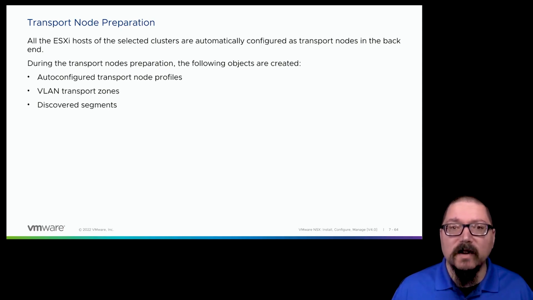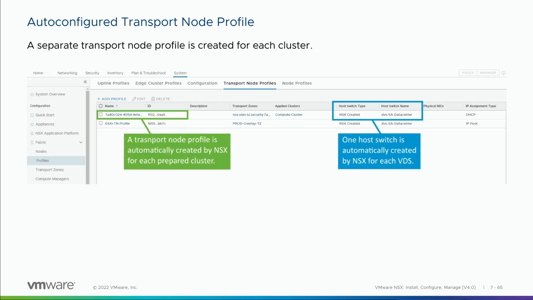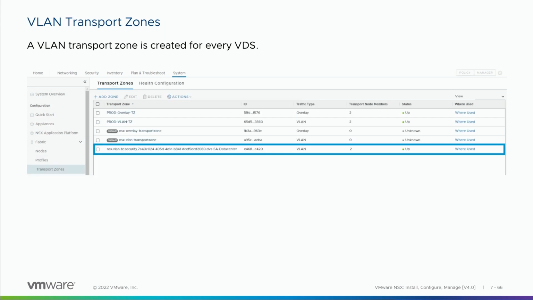And in that process, we're also going to discover our segments, right? We're going to discover segments, meaning that we're going to discover the port groups that exist on the DVS, and we're going to import discovered segment objects, right? Distributed port group objects for those so that we can do all of our security. So we can go into our transport node profile UI, and we can see the automatically created transport node profile.